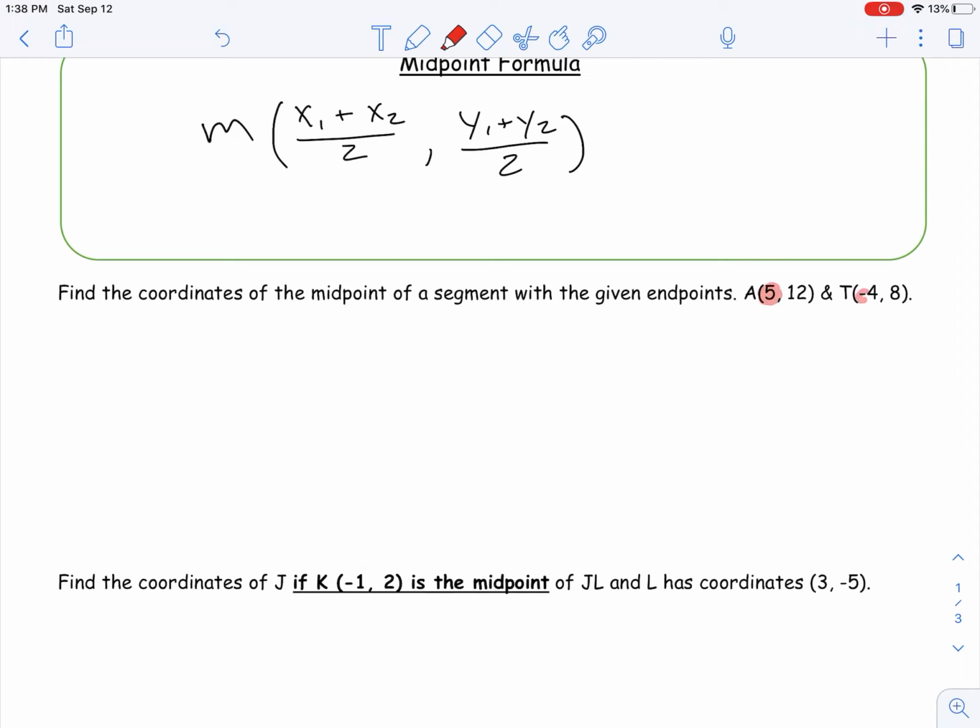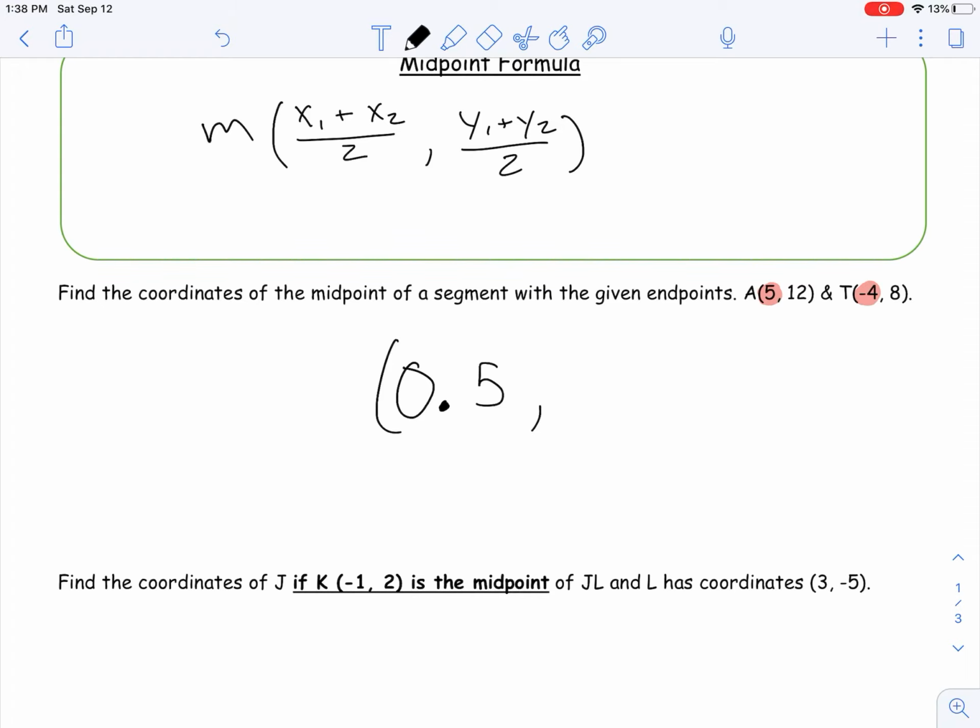So what is the average of 5 and negative 4? Well, if I add them together, that gives me 1. If I divide that by 2, that's 0.5. So I really don't even need to show work on this because most of these problems you will be able to do in your head. But I will say 0.5 for my x value because that's the average of those.